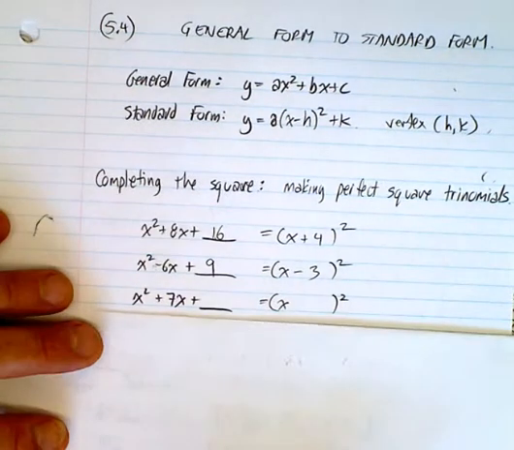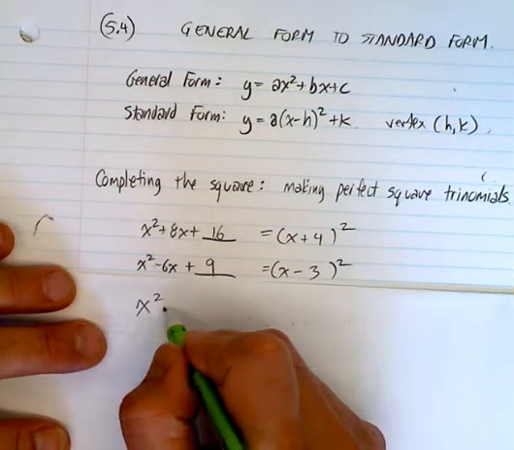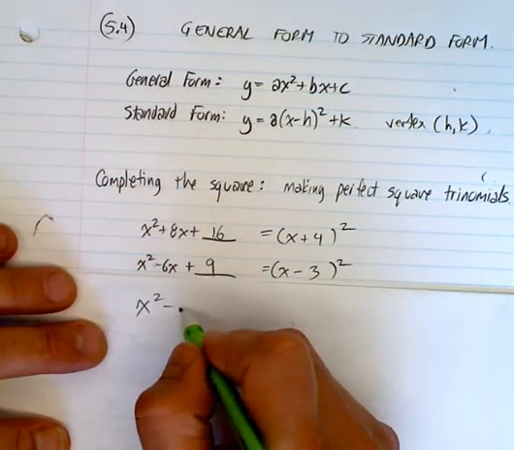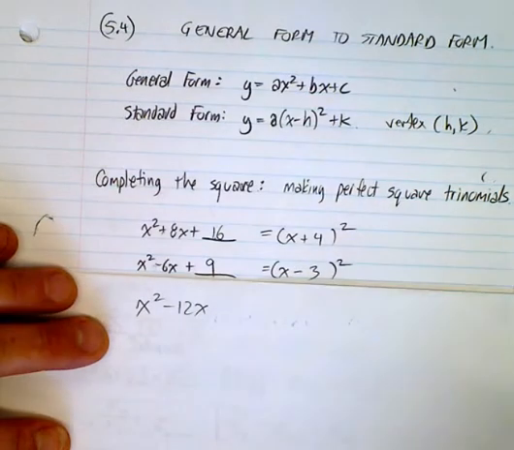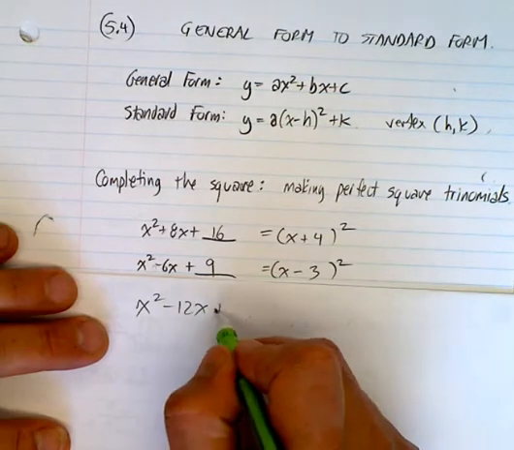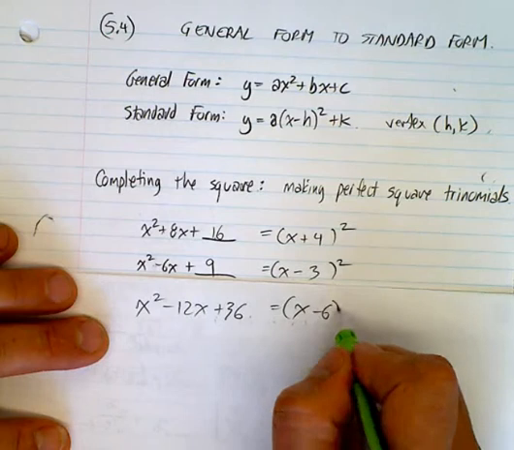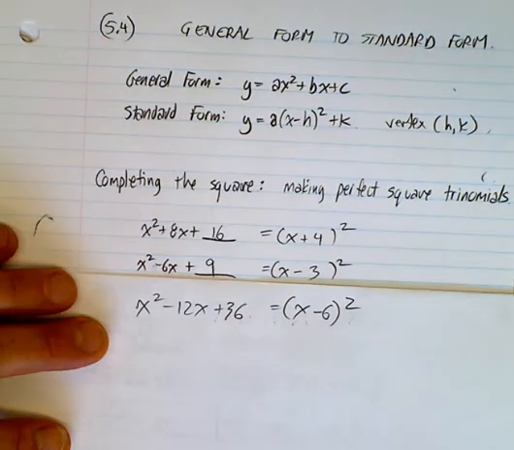Now let's look at another one before we get to the trickier one. How about x squared minus 12x? How would you finish that one off, right? So half of 12 is 6. 6 squared is 36. There you go. And so x minus 6 all squared is what that would be.